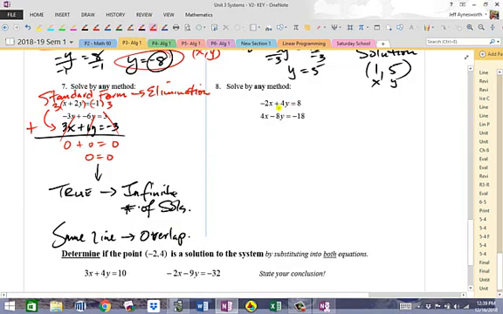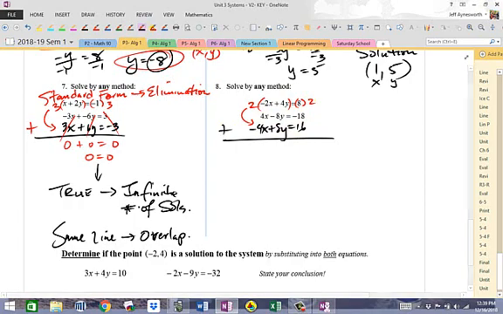Now on this one, the opposite of 4 is -4, so I need to multiply this one by 2. All right. When I do, I get -4x here, because 2 times -2x is -4x. 2 times 4 is 8, so I get 8y here, and 8 times 2 is 16.